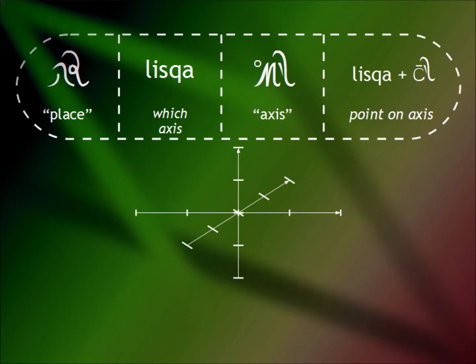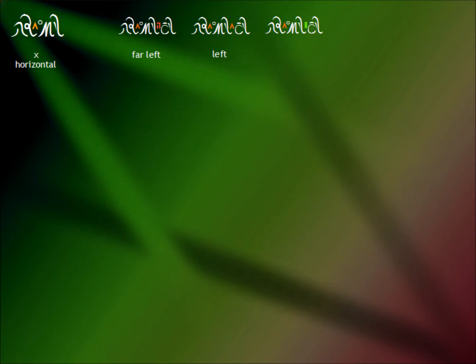Let's have a look. The first axis is anaida, or the x-axis. Without qualifiers, anaida is also the word for horizontal. This axis ranges from left to right. Anaida ara means far left or leftmost. Anaida aira means left. Anaida era means not left nor right, but in the middle. Anaida ira means right. And finally, anaida ora means far right or rightmost.